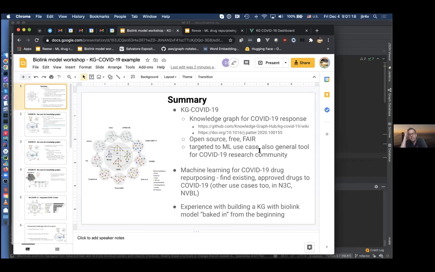Our purpose in putting this together: we're pretty good at making knowledge graphs. So when the pandemic hit, we thought that's something we could contribute, a knowledge graph for COVID-19. Specifically, our use case was drug repurposing: after we make the knowledge graph, do graph machine learning, then find drugs that we could repurpose and suggest those as COVID-19 treatments. And other use cases evolved too. So it's being used in the N3C project and NBBL, as Deepak mentioned.